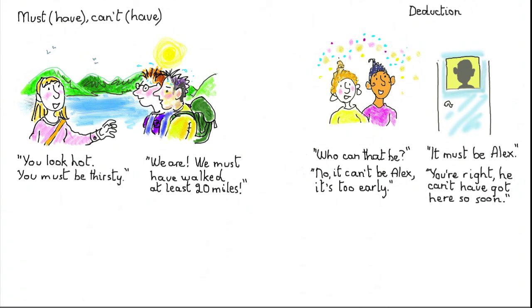So there we are. We have the question, who can that be? And two possible answers. It must be positive, it can't be negative, and then past tense, can't have.